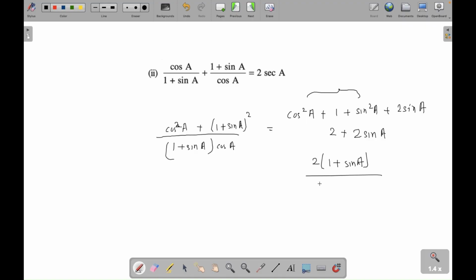So the denominator already had the 1 plus sin A term times cos A. So 1 plus sin A and 1 plus sin A get cancelled. We have 2 upon cos A, and 1 upon cos A is equal to sec A. So we get 2 sec A. Okay. Any question?